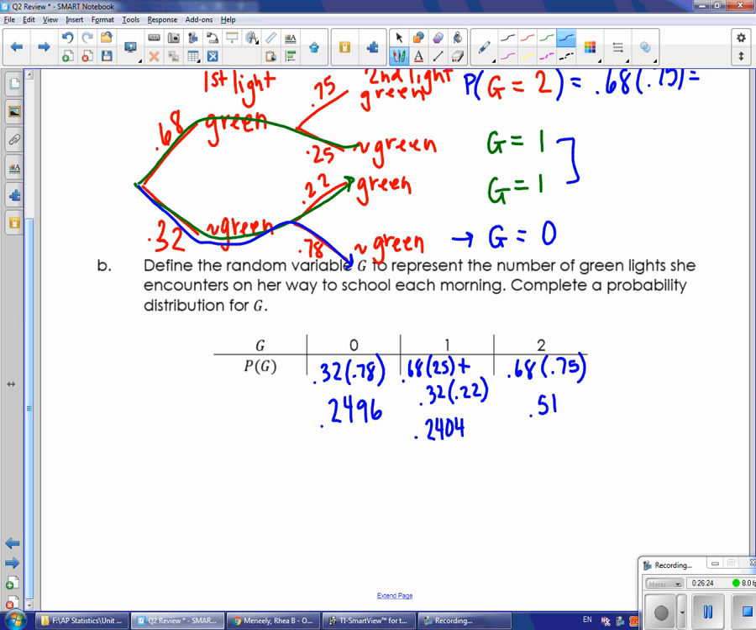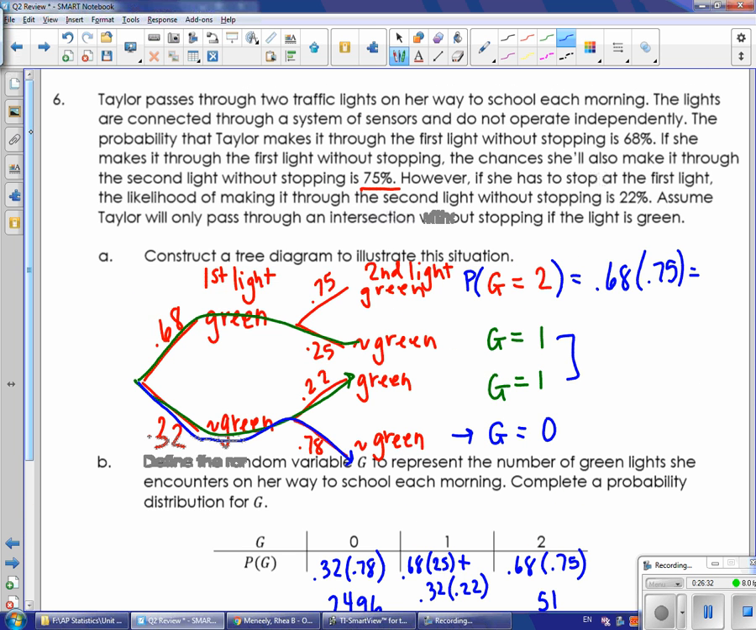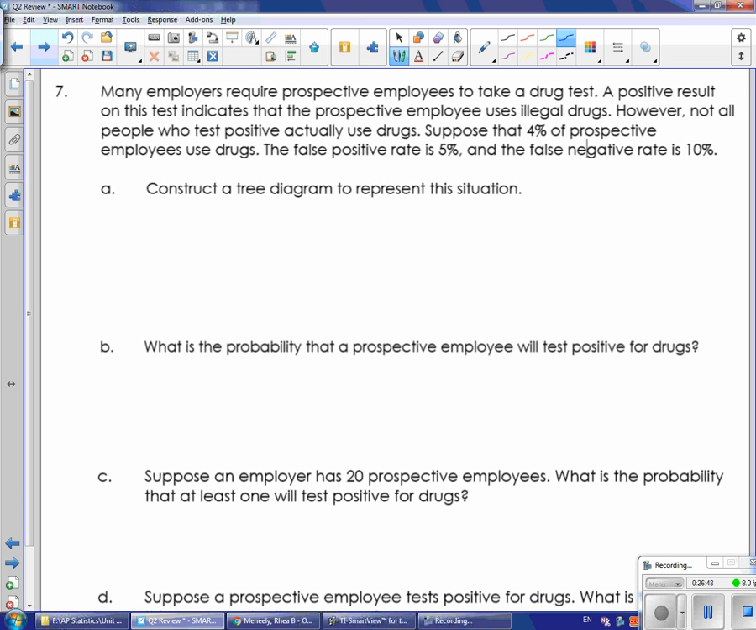Okay, be prepared for a problem like this, but expect that you may not be prompted to come up with a tree diagram first. So you have to be able to go from the original setting or the original prompt straight into the probability distribution. Sometimes you might have to construct a Venn diagram, sometimes you might have to construct a tree diagram to truly understand the situation before coming up with a probability distribution. Okay, let's take a look at number 7.